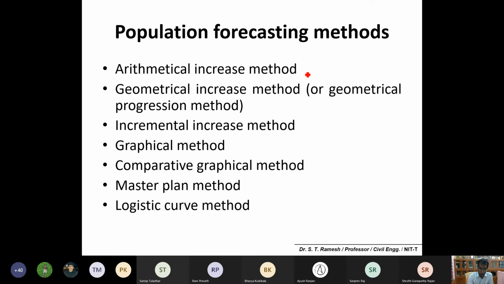Each and every method may have advantages and drawbacks, and you should be in a position to select a wise method for the typical calculation. First is the arithmetical increase method, then the geometrical increase method, incremental increase method, graphical method, comparative graphical method, master plan, and logistic curve method. The last one is based on numeric equations related to the population growth curve.